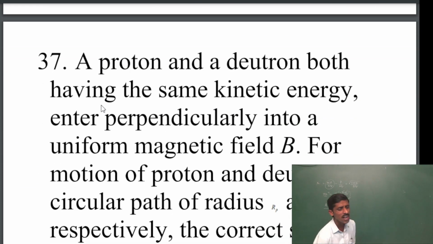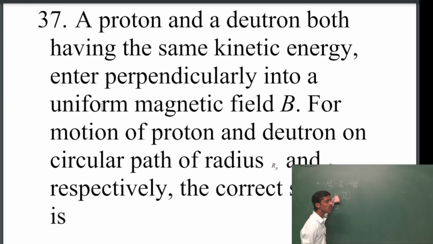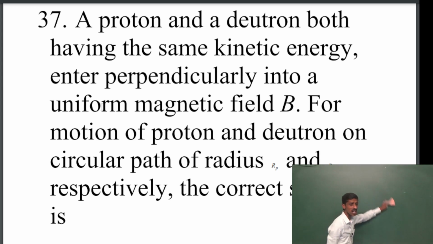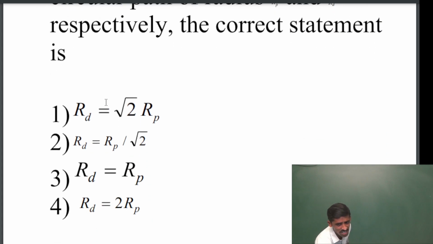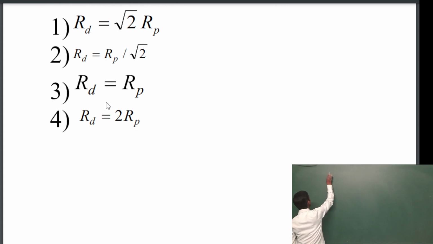A proton and a deuteron both having the same kinetic energy. We have already discussed this model question. One proton and deuteron, both with the same kinetic energy, enter perpendicularly into a uniform magnetic field B. For motion of the proton and deuteron on circular paths of radius rp and rd, the correct statement is to be chosen. So rp is the radius of the proton, rd is the radius of the deuteron.